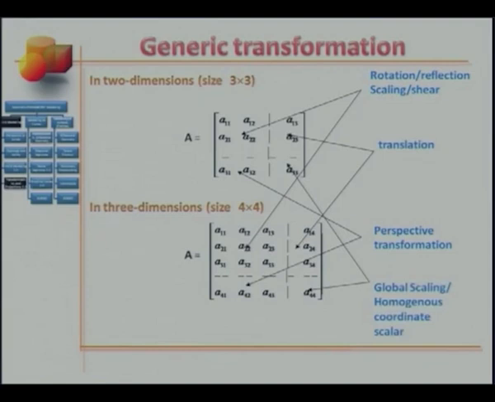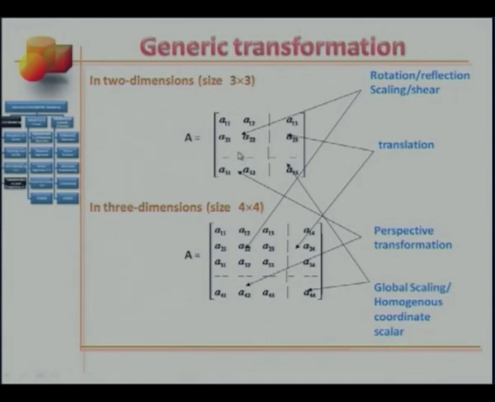And in fact, these elements represent global scaling. They are also called homogeneous coordinate scalar. In summary, any 2-dimensional transformation will have the size 3 by 3.